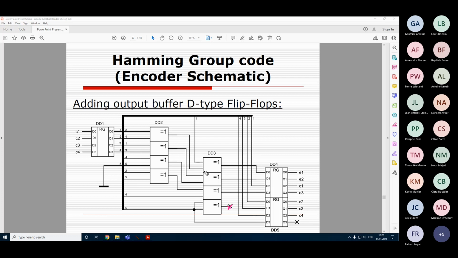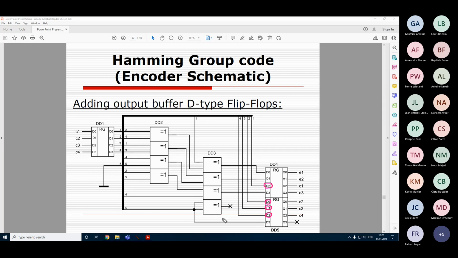So what we do next is we actually connect our information bits into correct positions. So now I have non-systematic code. So I need to put C1 at the 3rd position, C2 at the 5th position, C3 at the 6th, and C4 at the 7th position.